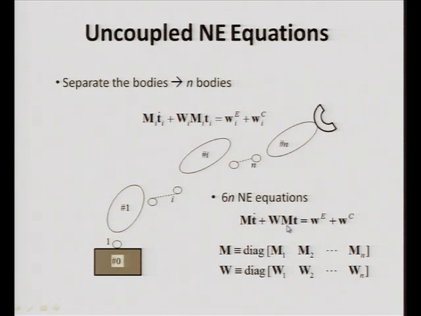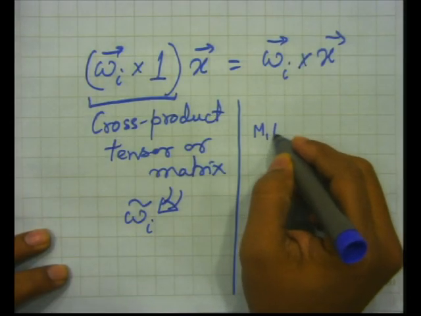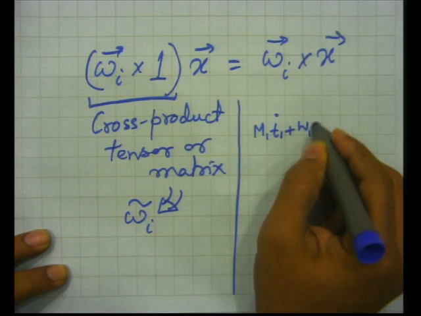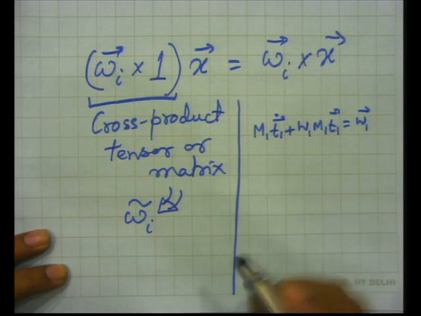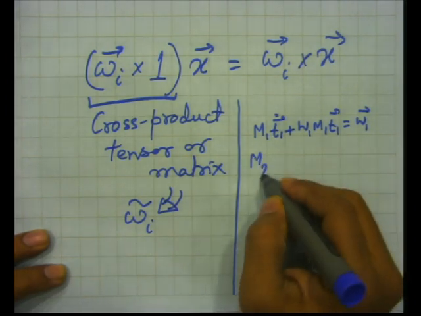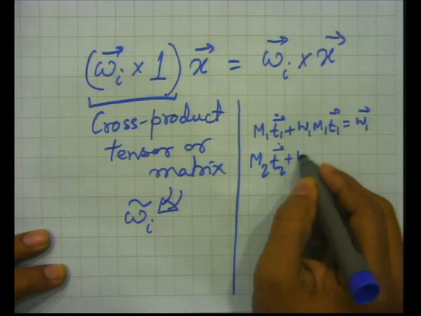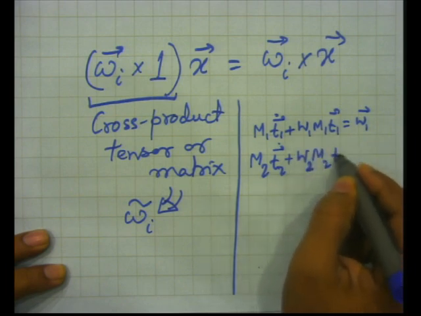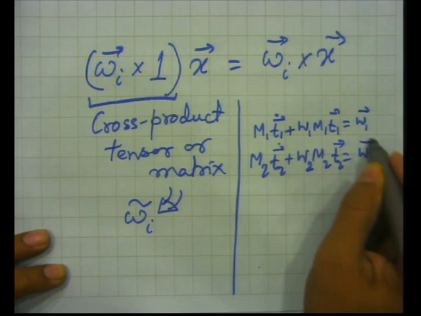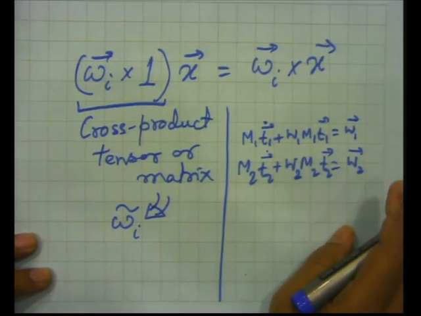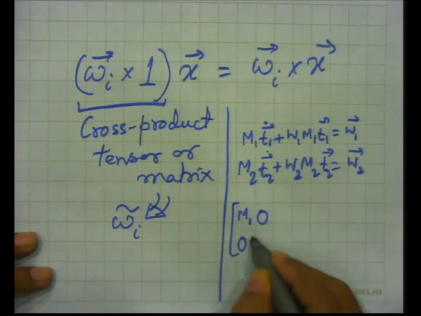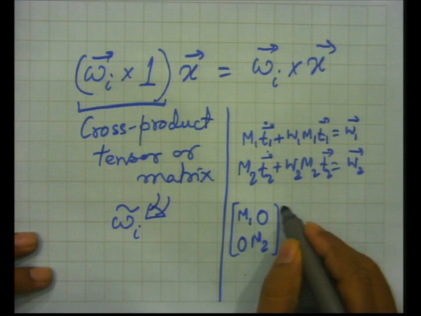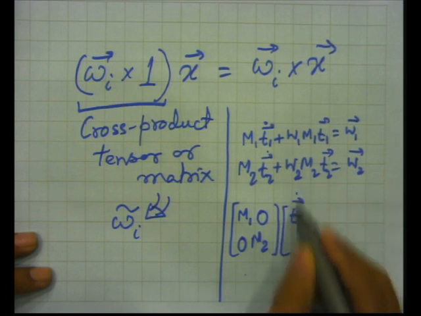How? Let us see here again. So, I have m1 T1 dot plus W1 m1 T1 is equal to small w1. So, the vectors I am indicating with arrows, m2 T2 dot plus W2 m2 T2 is equal to small w2. Suppose I have a two link system and I have to put them together, I will write it as m1, big 0, m2, right. So, T1 dot, T2 dot.